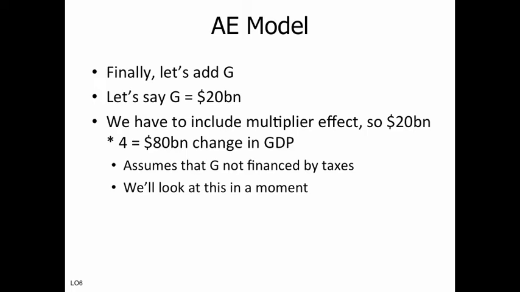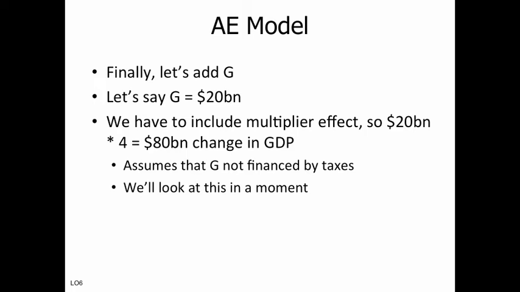So if spending increases, production must increase too. But again, by how much is what we're interested in. Again, you've got to remember the multiplier effect. Without the multiplier, we can't continue. So we include the multiplier. Let's say the multiplier has a value of 4.